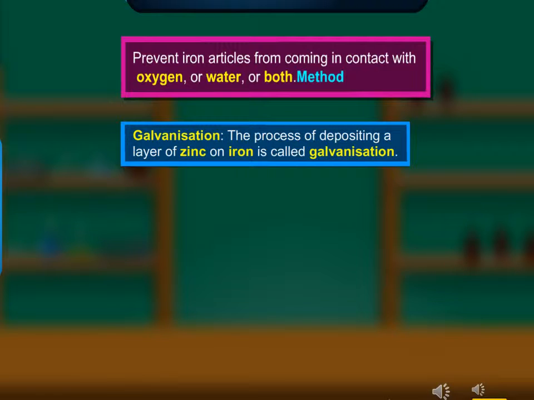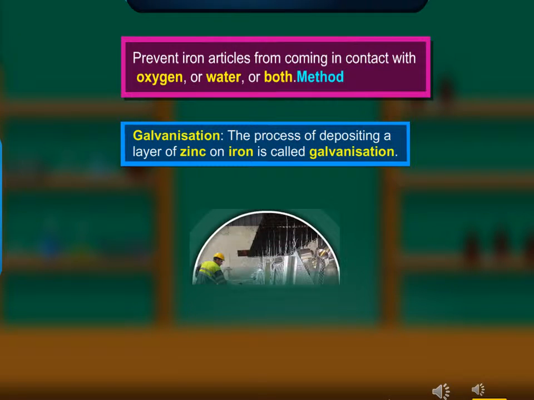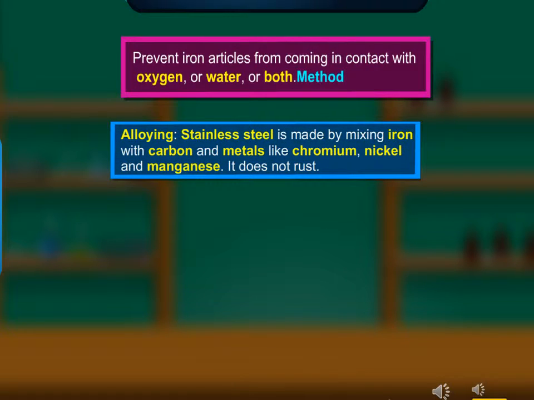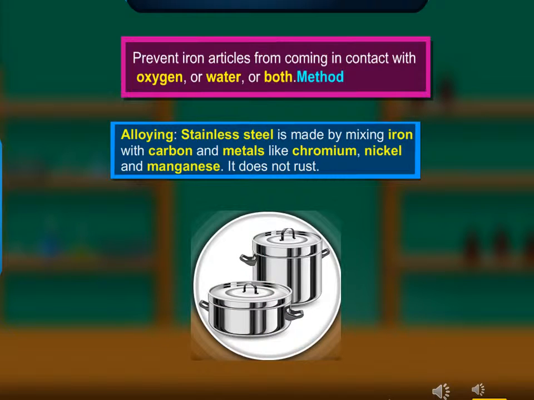Galvanization. The process of depositing a layer of zinc on iron is called galvanization. Alloying. Stainless steel is made by mixing iron with carbon and metals like chromium, nickel and manganese.